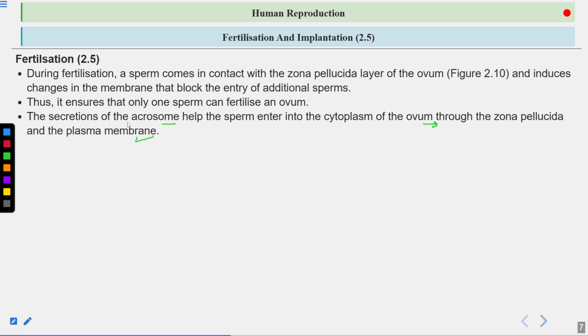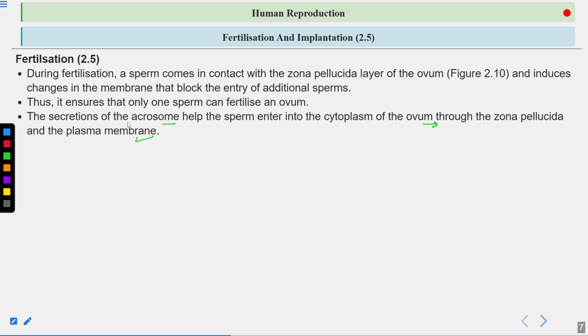In the cytoplasm, the nucleus of the ovum is present, and then the nucleus of the sperm and the ovum fuse together to form a diploid structure. The nucleus consists of the genetic material. So now you can see the genetic material is combining, and this is also a source of variation. Gametes are formed by meiosis, and meiosis involves recombination and crossing over. This is also a source of variation. So here you should know about the capacitation of the sperm and the acrosome reaction.